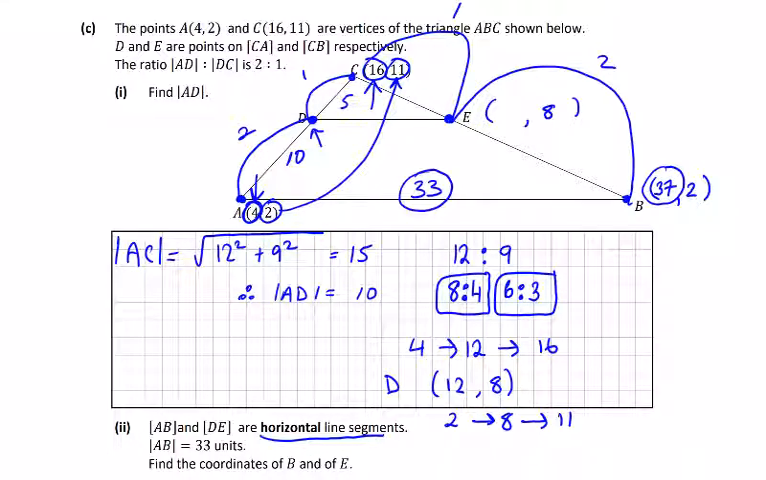to 16. So that's a drop of 21. So that's 14 to 7. So a drop of 14 first will get me to 23, and a drop of 7 then will get me to the 16. So E is 23, 8 and B is 37, 2, which is the final part of this question.